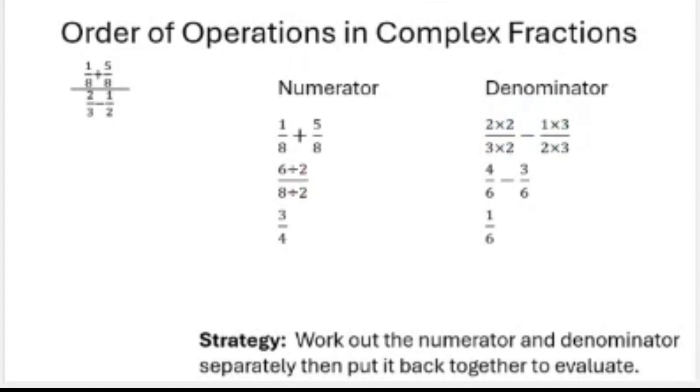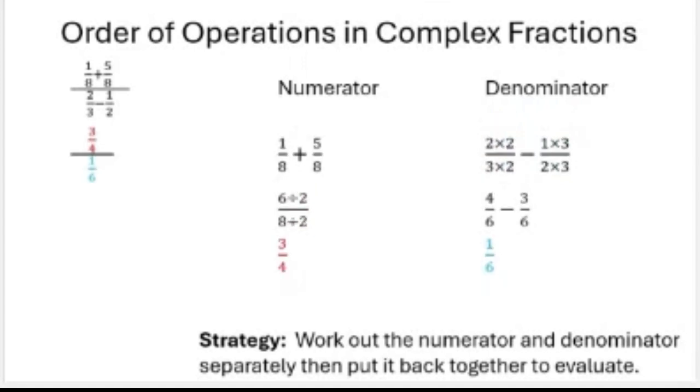And there we go. I've got the tops. The top worked out to 3/4, the bottom worked out to 1/6 using my fraction addition and subtraction. So I take those and I put them back in the fraction now that I've worked them out. The fraction bar is another way to write division. So this is 3/4 divided by 1/6.